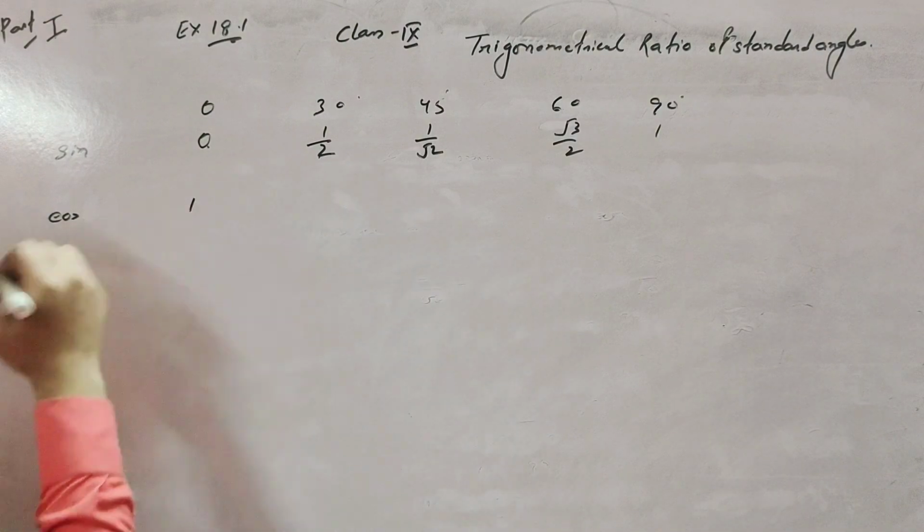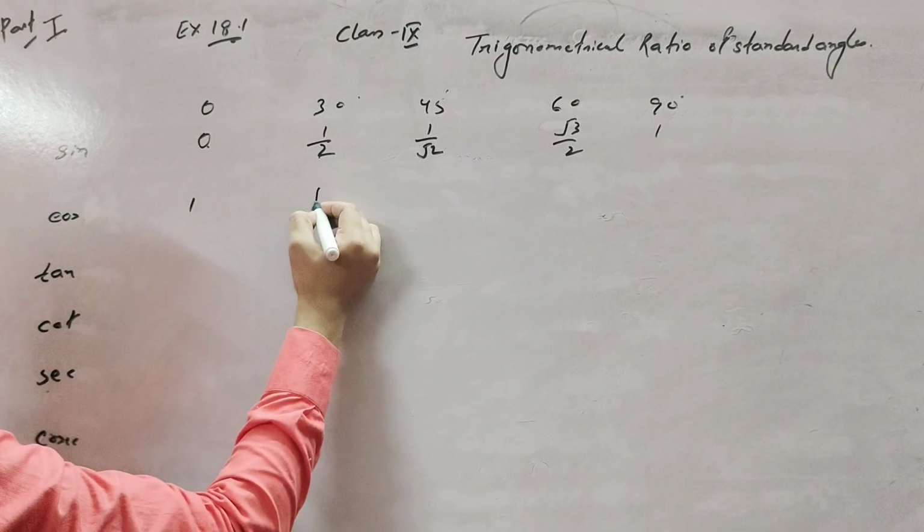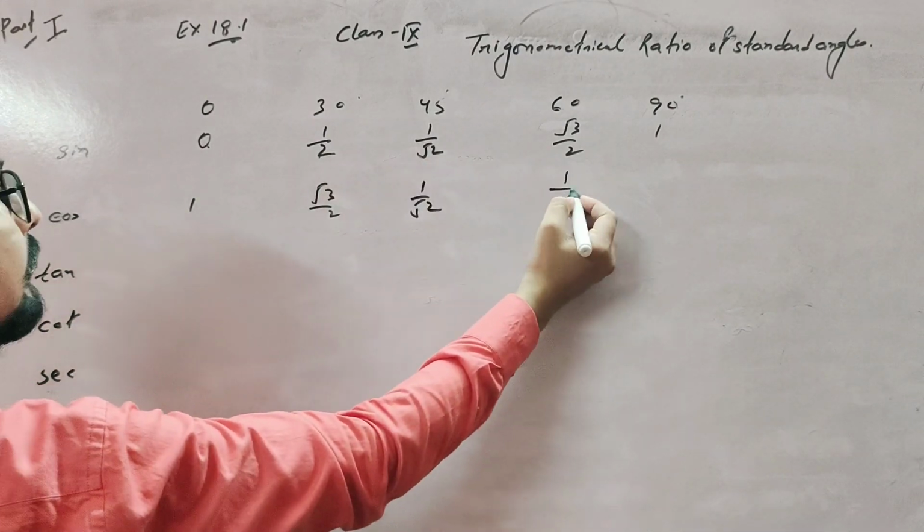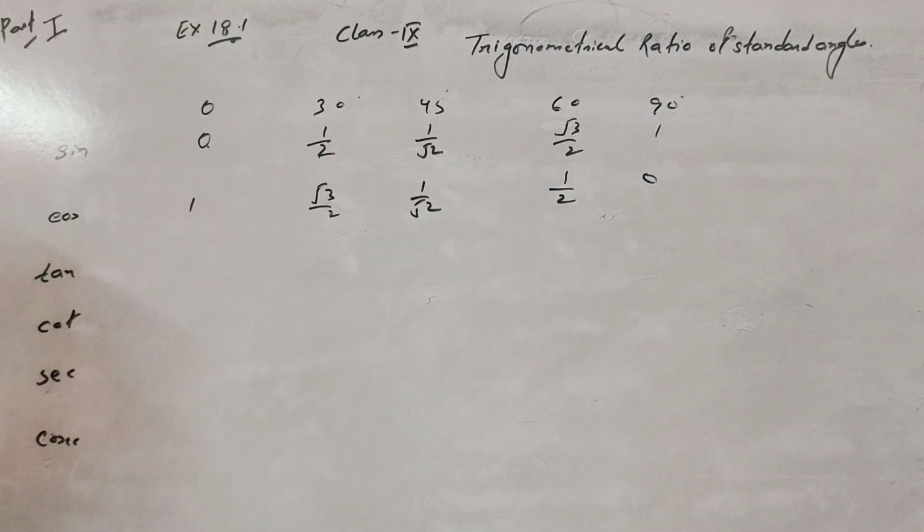So see, 1, root 3 by 2, 1 by root 2, 1 by 2, 0. So these are the values of the cos.